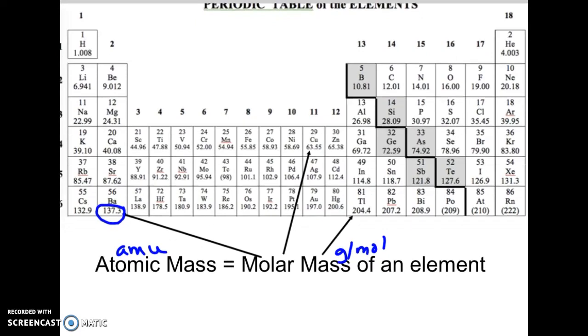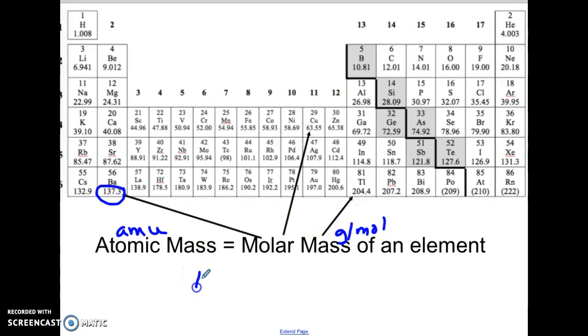So what does that mean? That means that 137.3 grams of barium will equal 1 mole. Or you could say that I would have 6.022 times 10 to the 23rd atoms of barium when it weighs 137.3 grams. Now, what's unique is that elements have unique molar masses.